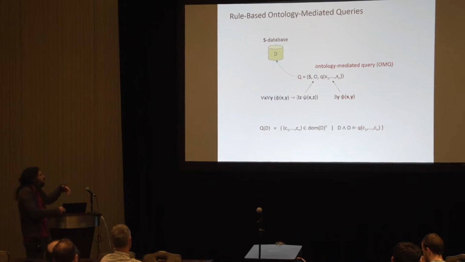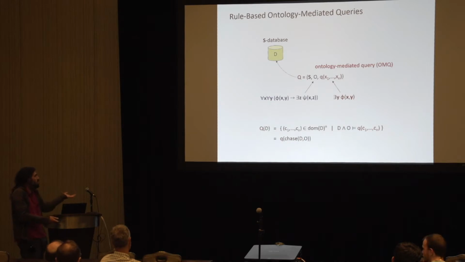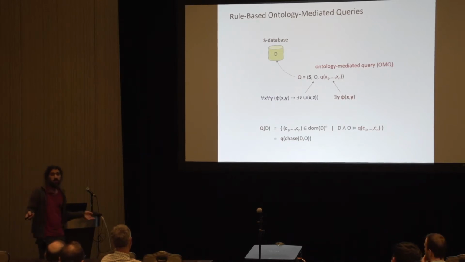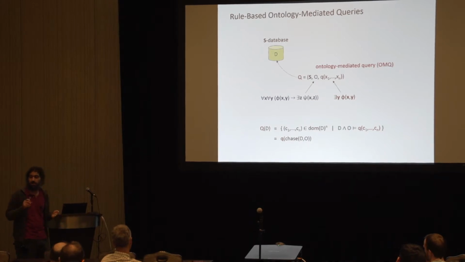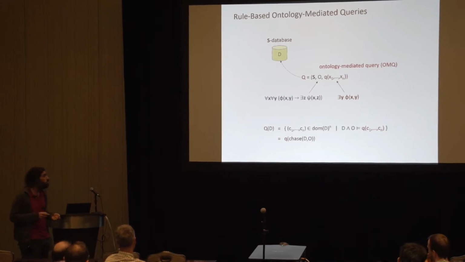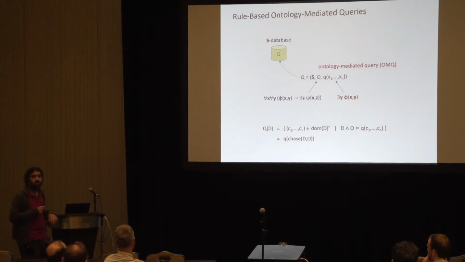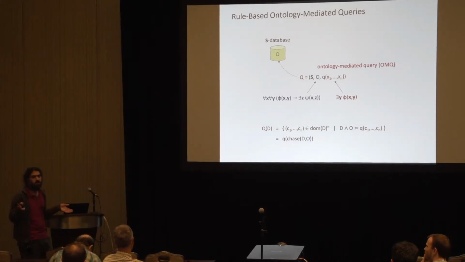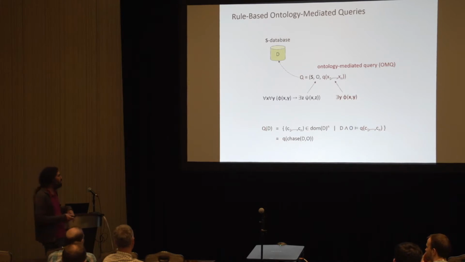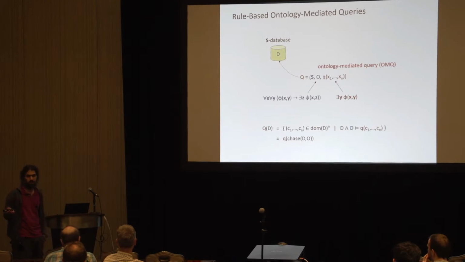In this case, computing the answer to such a query over an S database is nothing else than computing the chase. We have heard several interesting things about the chase yesterday. So we just compute the chase, and then we evaluate our conjunctive query over this instance, which, of course, may be infinite. And that's why, in its full generality, this problem is undecidable.